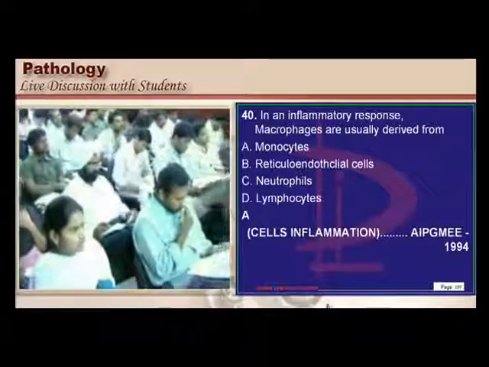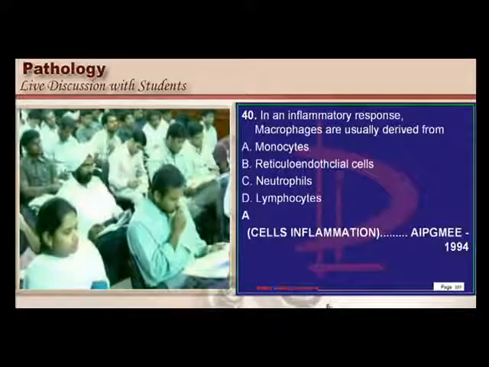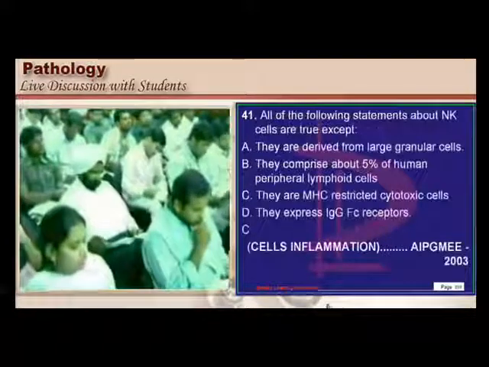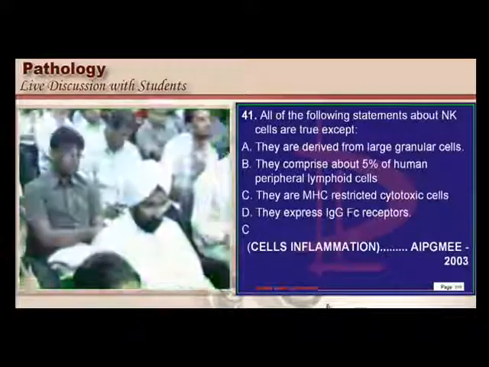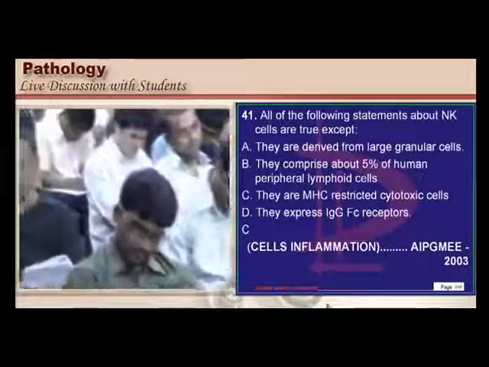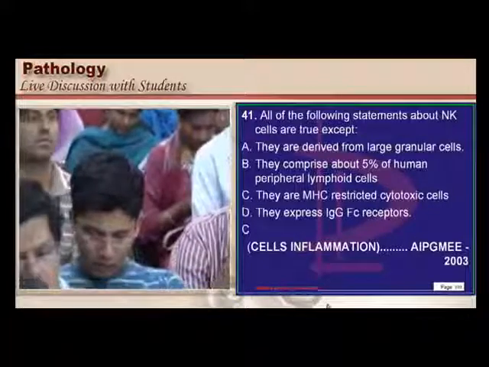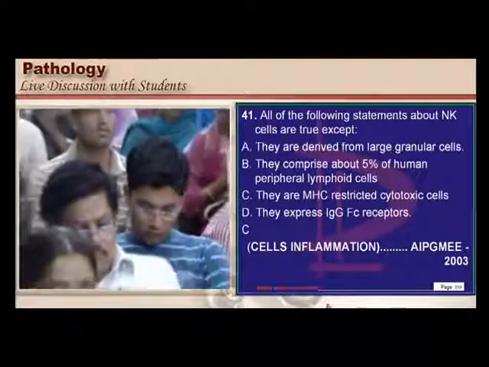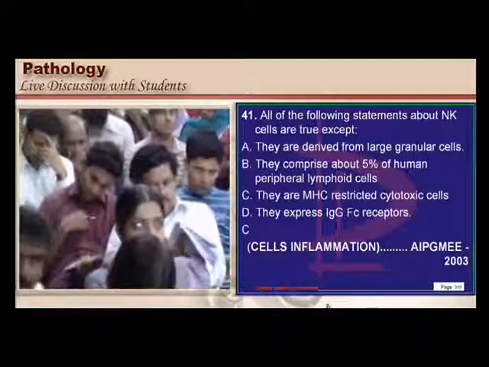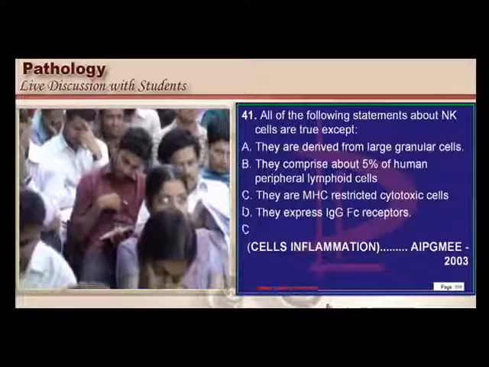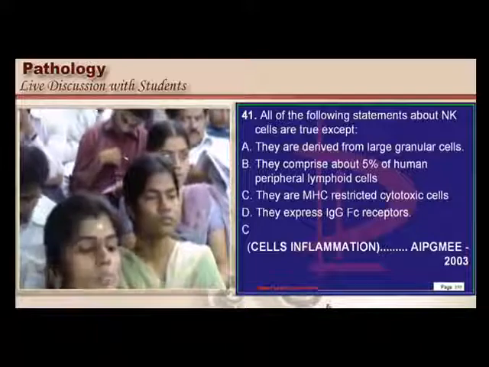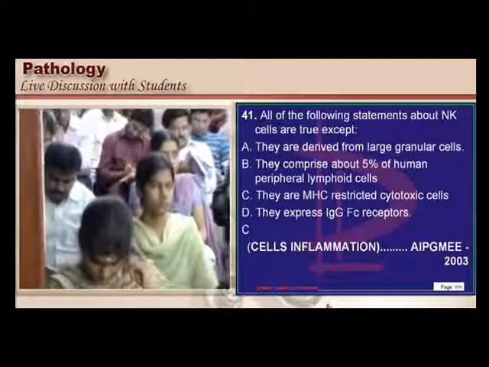Macrophages basically derive from monocytes, as all of you know very well. Now one more question on NK cells. They are the large granular lymphocytes basically, and they comprise about 5% of the total lymphocyte count, and they express the immunoglobulin G Fc receptor, and they are not MHC restricted, is what needs to be remembered.